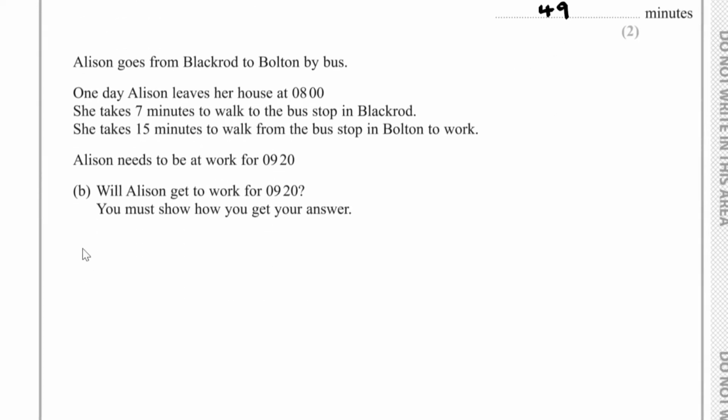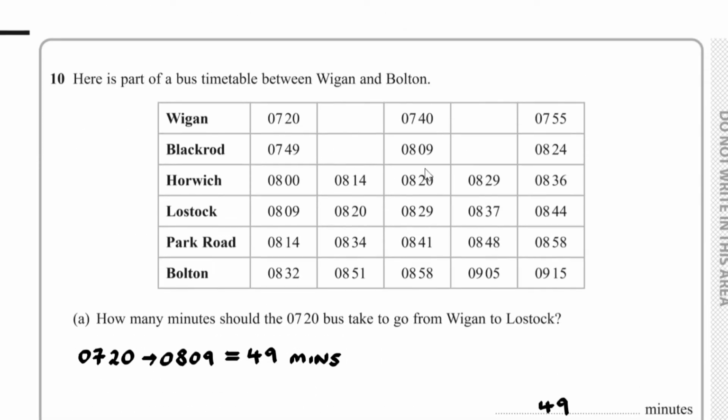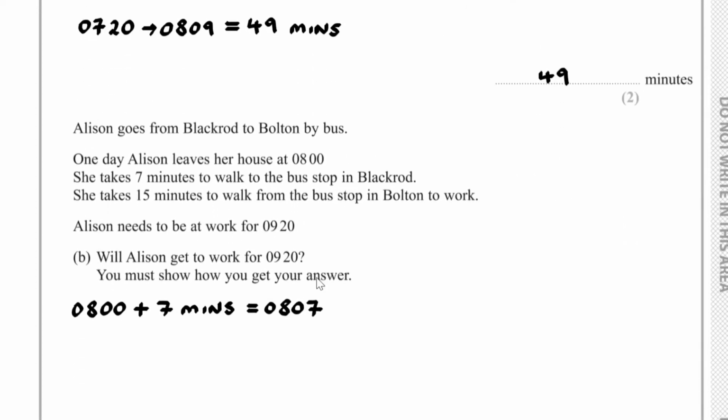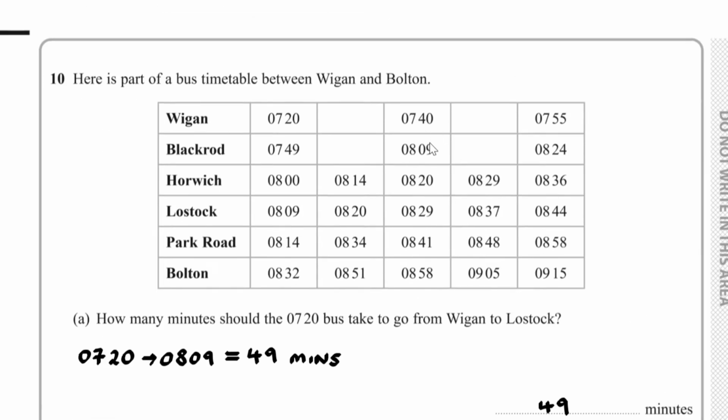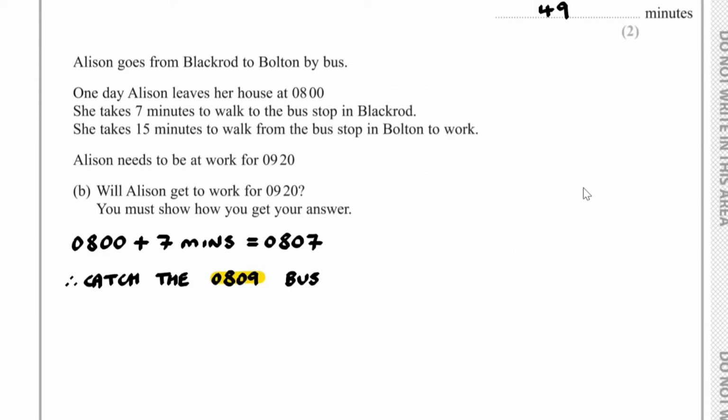Well, we start off with 8 o'clock. Then we add 7 minutes to this. And if we do that, we get 8:07. Now, she starts at Blackrod. She arrives at the bus station at 8:07, so which bus should she get? Clearly, it's the 8:09 bus. So she should catch the 8:09 bus.